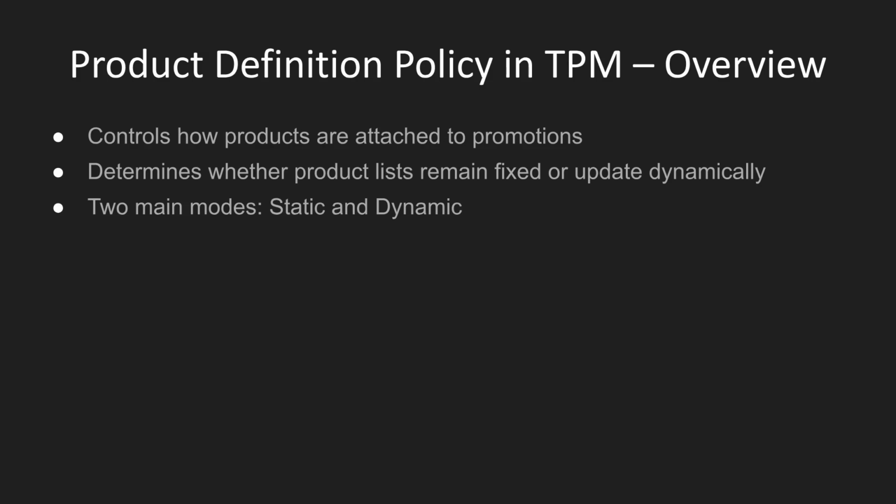Today we will be talking about Product Definition Policy in TPM Overview. In Salesforce Consumer Goods Cloud TPM, the Product Definition Policy controls how products are associated with promotions. It determines whether the product list remains fixed after the promotion is created, or whether it updates dynamically when assortments change. Two primary modes exist, static and dynamic.